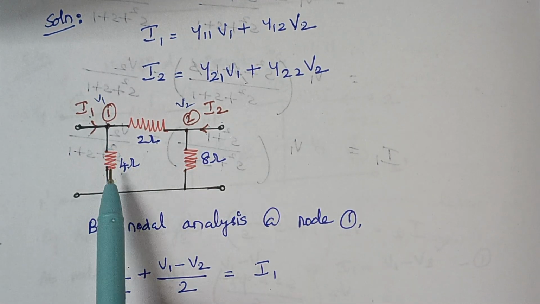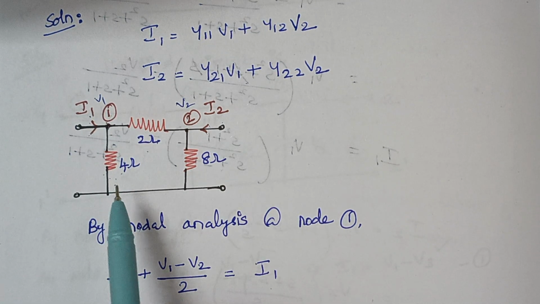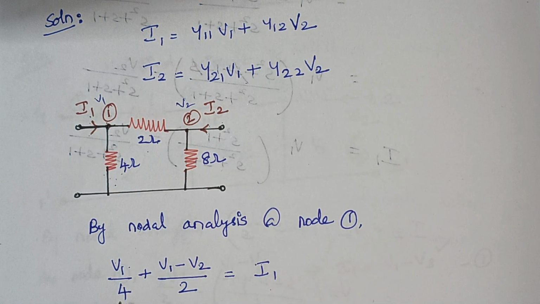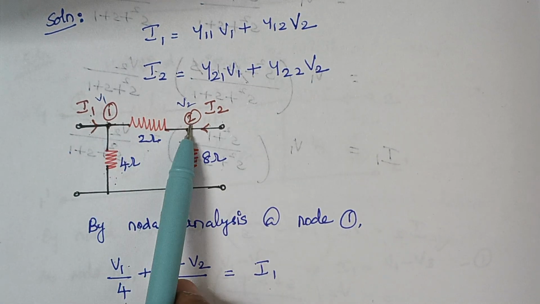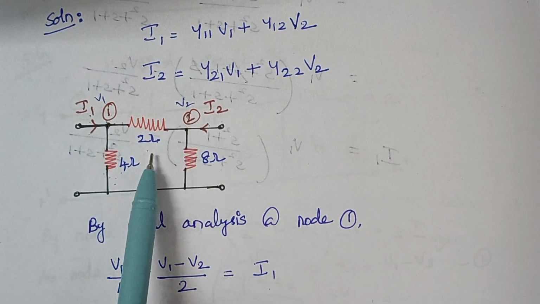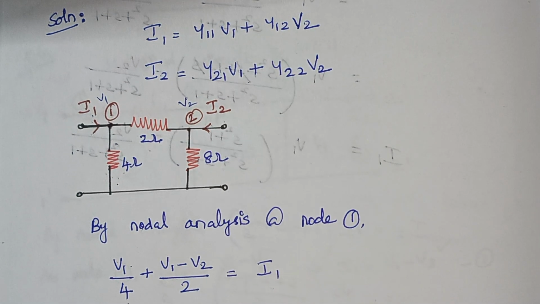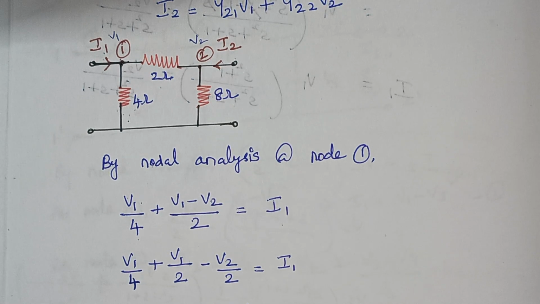Here this 4 ohm is connected only with the node 1. So while writing expression you can write it as V1 by 4. And this 2 ohm is connected between node 1 and 2. Since we are considering node 1, here we have to write the expression as V1 minus V2 by 2. Right. So now as usual we are combining the similar terms together.